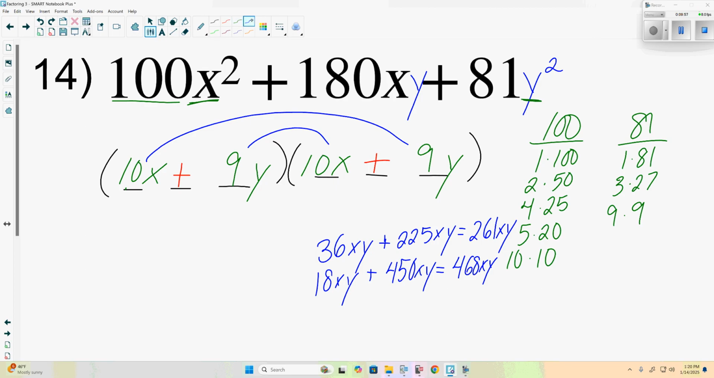Oh, that is right. Because that's 100, and that's 81 right there. So 10x times 9y is 90xy. 9y times 10x is going to be 90. 90 plus 90 is?